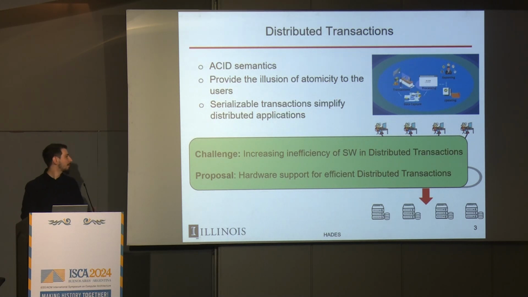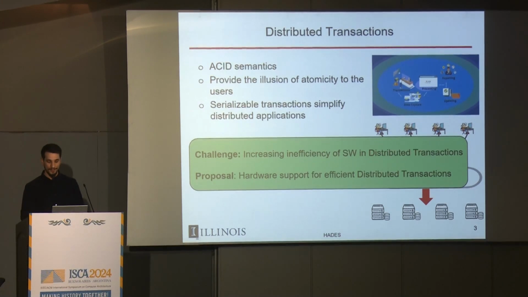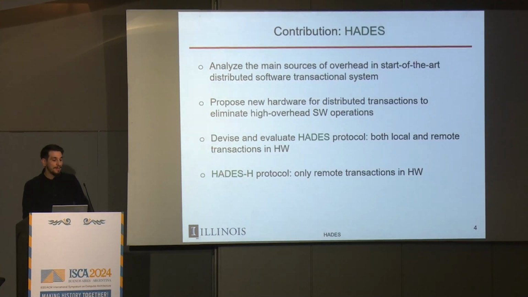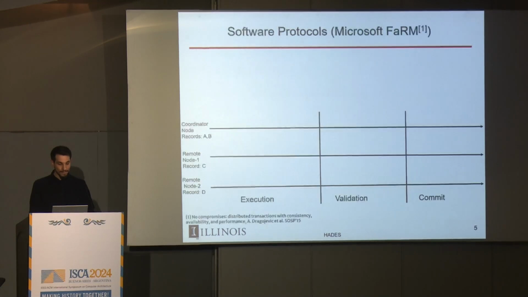And we come up with this proposal of having hardware support for efficient distributed transactions. So in this paper, we analyze the main sources of overhead in state-of-the-art distributed transactional systems and propose hardware that can eliminate this software overhead, and devise two new protocols, Reidys and hybrid Reidys, where in Reidys, both local and remote operations of transactions will be executed in hardware, while in hybrid Reidys, only remote operations of these transactions will be executed in hardware. So let's see how a software protocol works first.